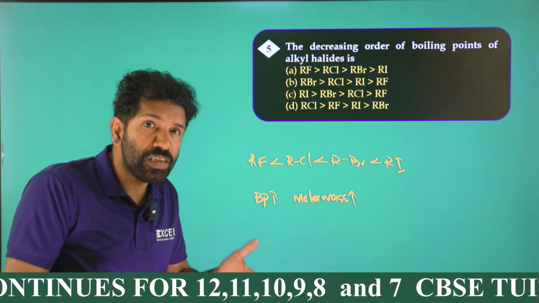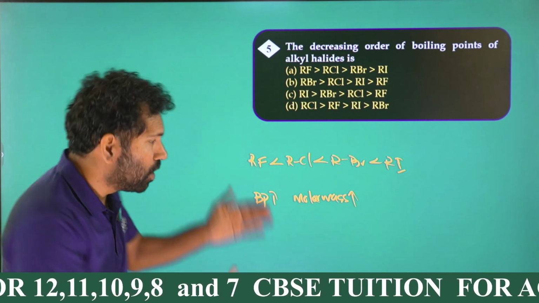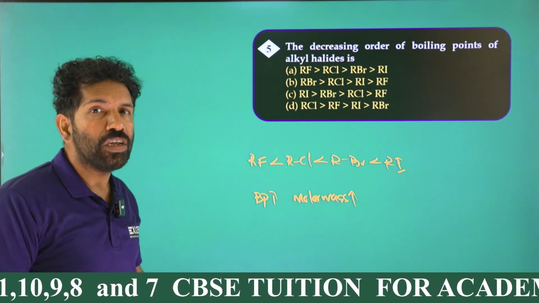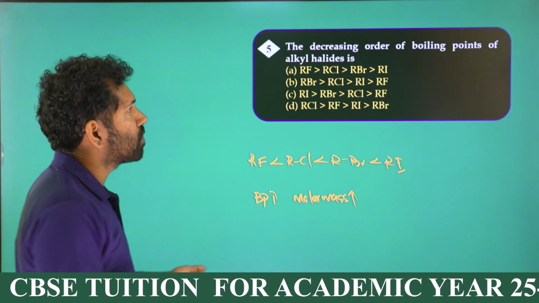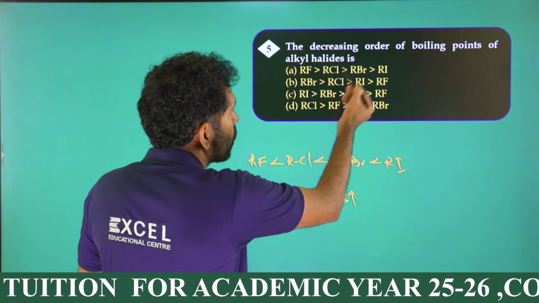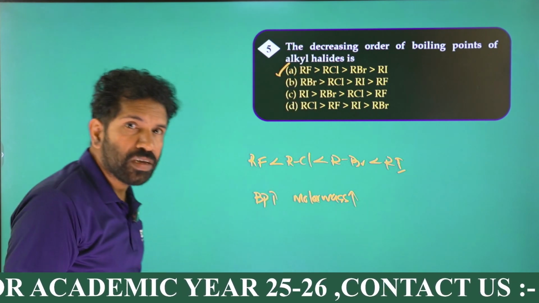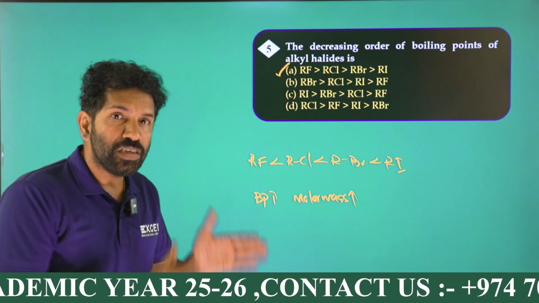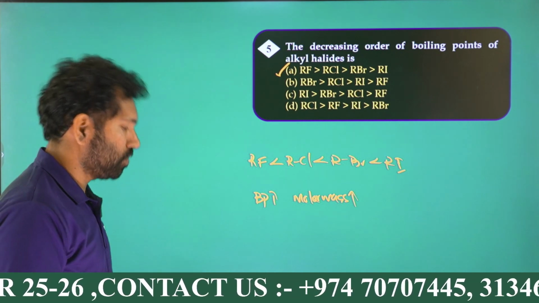When molar mass increases, the van der Waals force of attraction between the molecules increases, which in turn increases the boiling point. So this is a direct question. The decreasing order of boiling point is alkyl iodide, then alkyl bromide, then alkyl chloride, then alkyl fluoride. Your answer is option A. I think all of you got it. This was a board exam question. Okay, so we'll move to the next question.